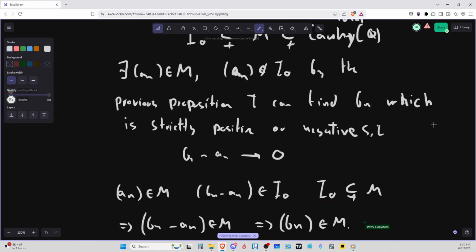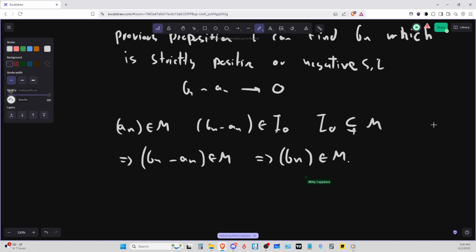But as bn, so this is one of the properties. Maybe I skip the proof of that, but it's not hard. It's quite similar to an exercise from last week, showing that if you have two convergent sequences and the second sequence is never 0, then the sequence an over bn is convergent, and it's convergent to A over B if A is the limit of an and B is the limit of bn.